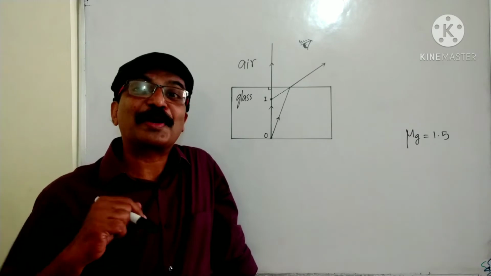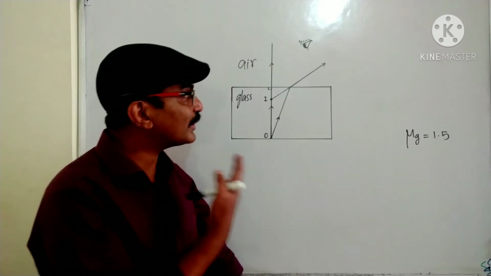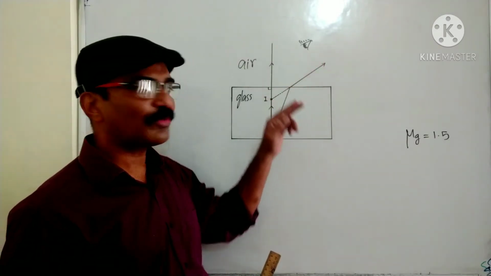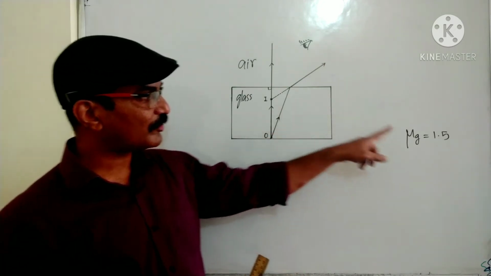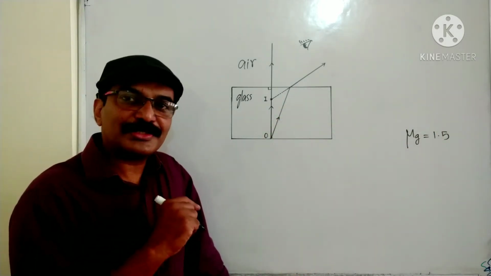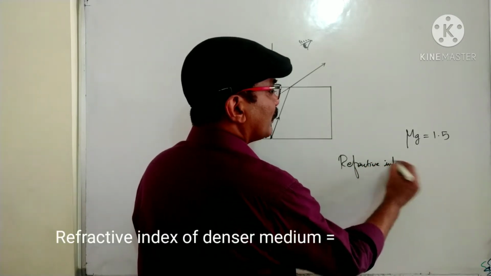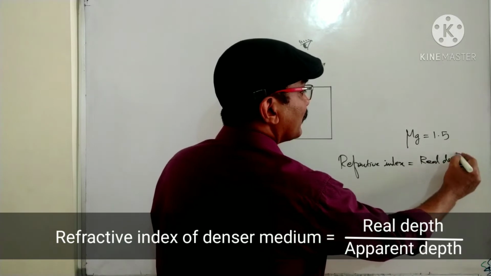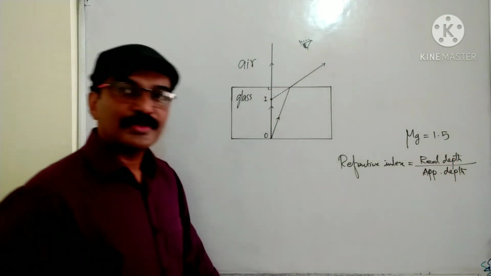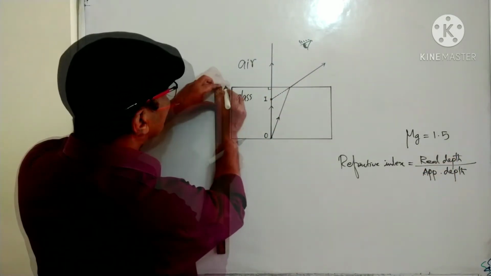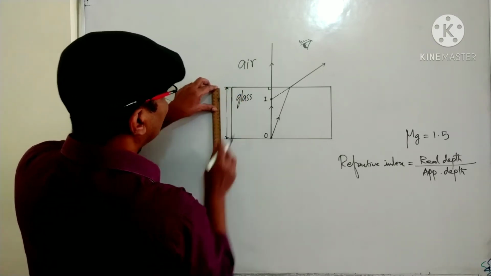So where is that 1 mark? Where is the error? The bending of the ray, of course, depends on the refractive index of the medium. Refractive index of glass is 1.5. Moreover, you know one more relation. Refractive index is equal to real depth divided by apparent depth. In this case, real depth means what? Thickness of this glass only. This is real depth.